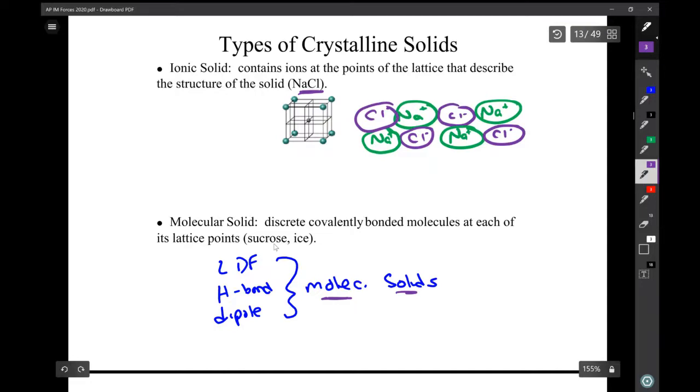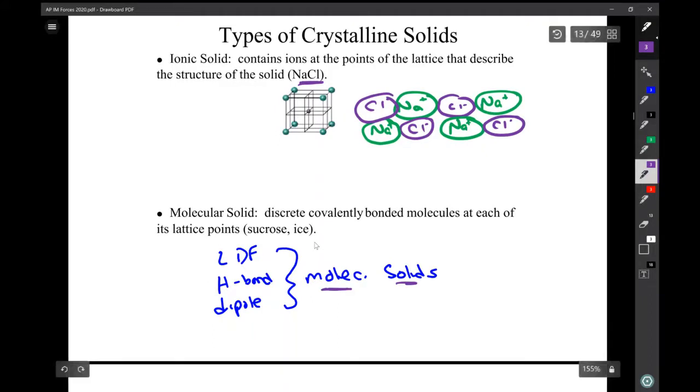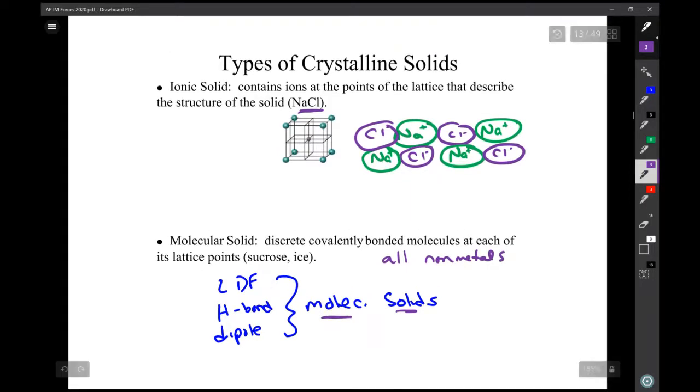So sucrose, like sugar, is a molecular solid. Ice is a molecular solid. And yes, they will form crystalline structures. If you look really close, like in a microscope, you can see that these molecules form different types of set crystals. Again, it's all molecules, all nonmetals. So if you see a metal in there, it's not molecular. That's your ionic and molecular types of solids.